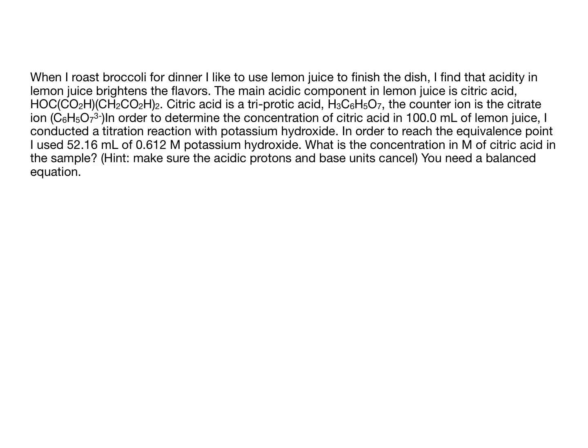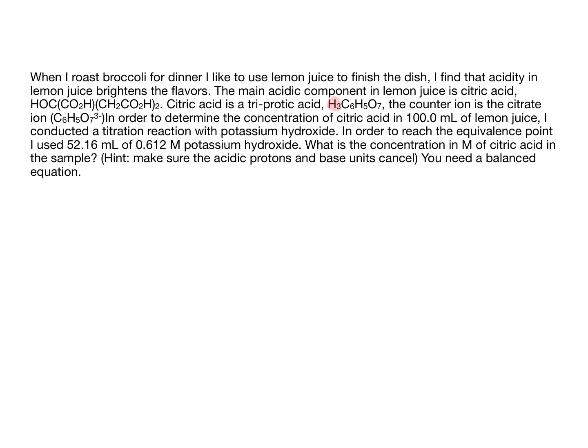It says, citric acid is a triprotic acid. Hey, this formula looks a little bit more common, H3C6H5O7. So that tells us that these hydrogens here are going to be our acidic protons. So the counter ion is the citrate ion, which is C6H5O7 3 minus.